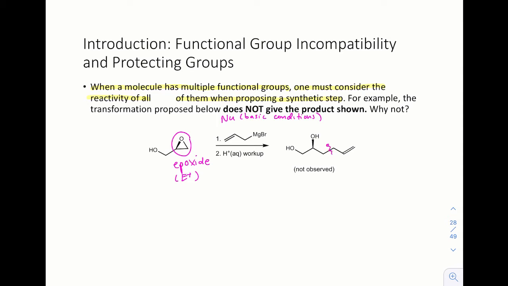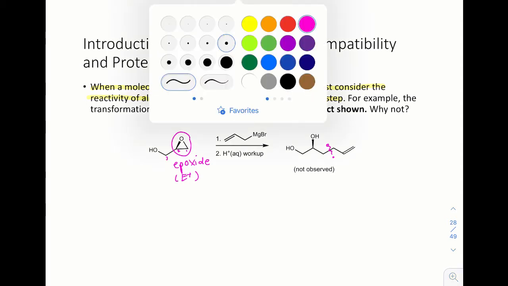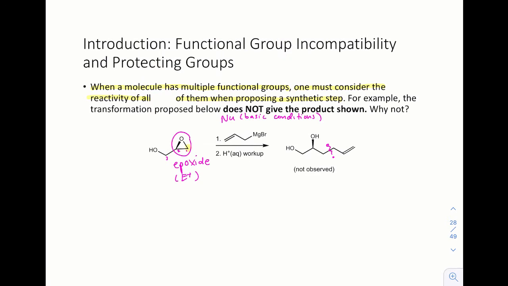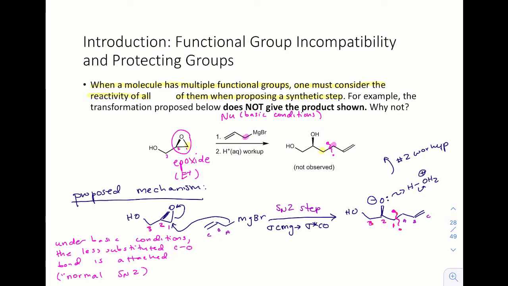The chemist thought that the less sterically hindered, the less substituted carbon of the epoxide would be opened by the nucleophilic Grignard reagent, making this carbon-carbon bond. Consistent with this analysis, the chemist proposed that in an SN2 step, the electron-rich Grignard reagent attacked sigma star CO of the epoxide at the less substituted carbon, carbon number 1, again generating this key bond. After workup, the alkoxide will be protonated, generating the alcohol.